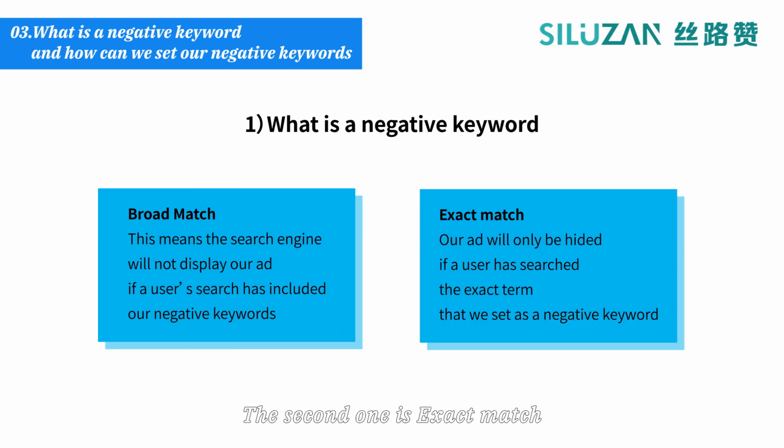The second one is exact match. This means our ad will only be hidden if a user has searched the exact term that we set as a negative keyword. For example, the search engine will only hide our ad when a user searches for pictures of flowers. In this case, results like how to get a nice picture of your flowers will still be displayed.